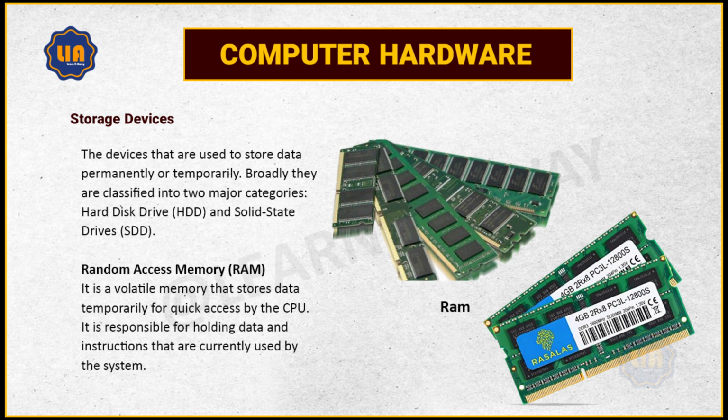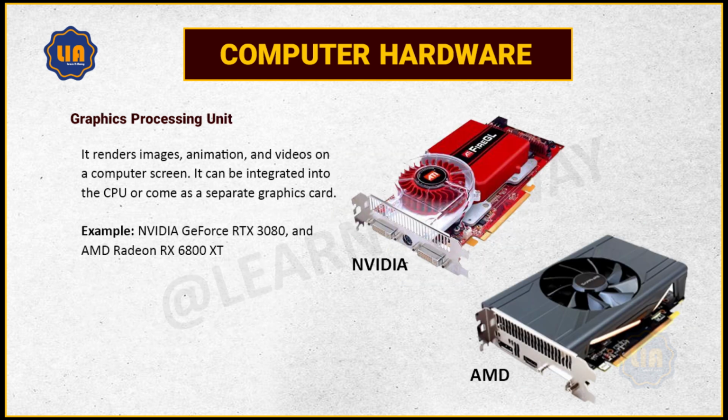Random access memory, RAM. It is a volatile memory that stores data temporarily for quick access by the CPU. It is responsible for holding data and instructions that are currently used by the system. Example: Corsair, Kingston.